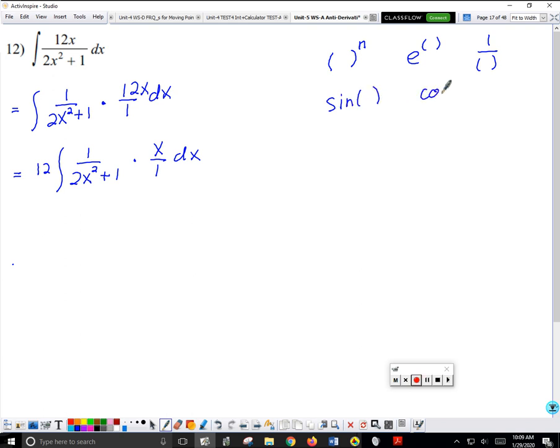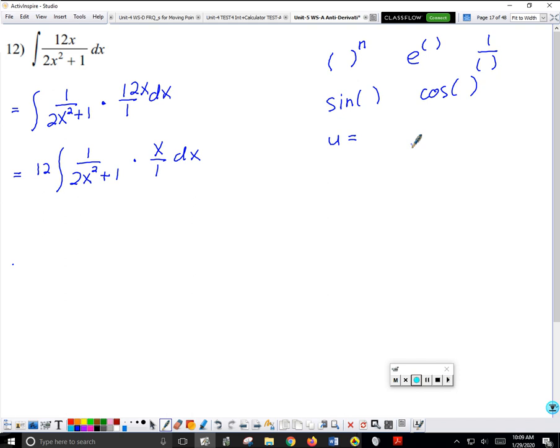So what I recognize is, this is something to a number. It's x to the first. This is not something to a number. This is 1 over something. See it? Okay, it's called U substitution because what you're going to do is write down U equals something.